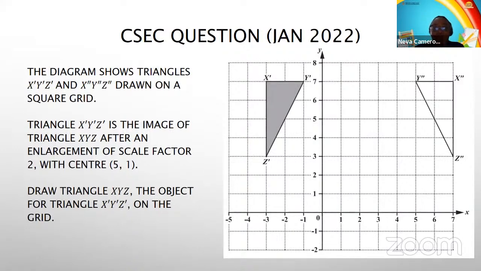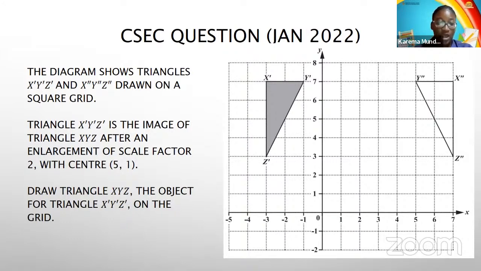All right, so this question is actually a part of a CSEC question. As Ms. rightly said, the question may come with multiple transformations present in it. So just be mindful of that. For this question, it's coming from the January 2022 exam paper, and it says the diagram shows triangles X prime, Y prime, Z prime, and X double prime, Y double prime, Z double prime, drawn on a square grid, right? And we're seeing the image there.